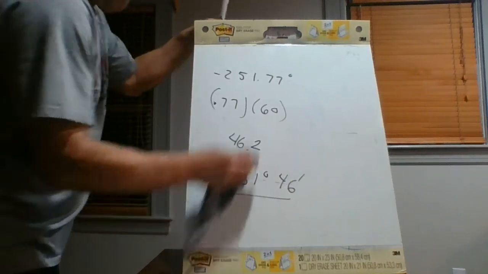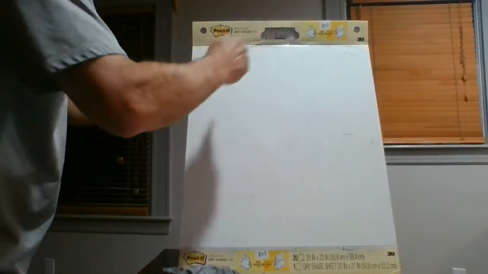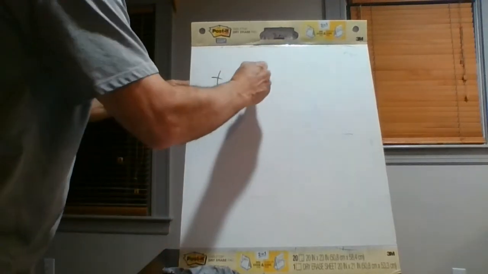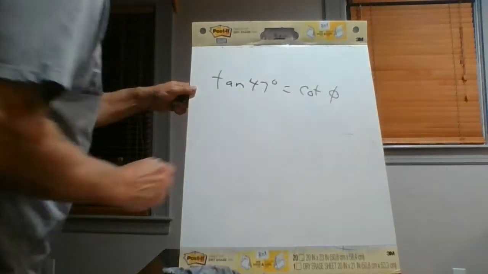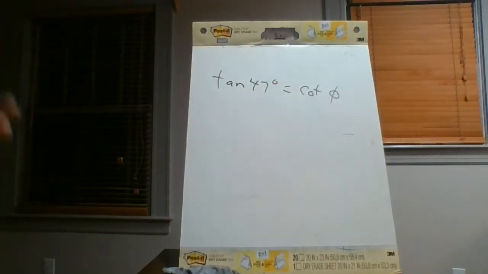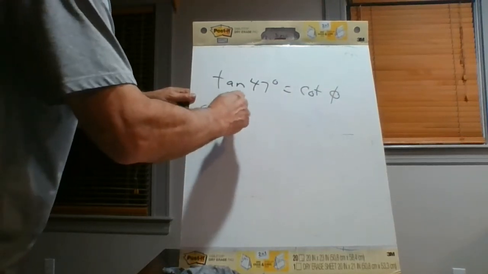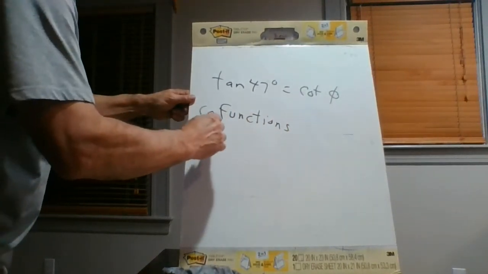All right, moving right along. 7 and 8 are about co-functions. 8's a little hard to read, but that's 47 degrees. So we want to find this angle phi. Well, co-functions are complementary. Co-functions have to do with complementary.